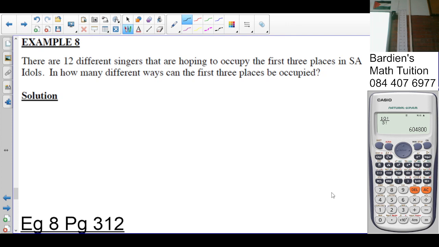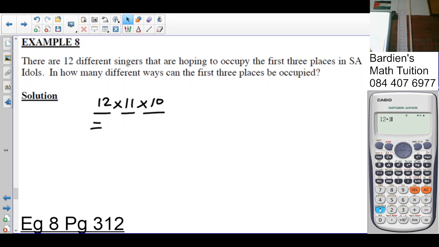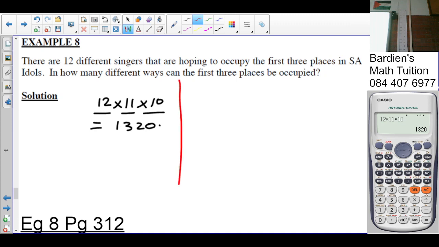Alright, so how many bits are we going to have? 3, because there are 3 placements. How many options do I have for bit 1? I have 12. The person that comes first can't come second or third, so the next option I have is 11, then 10. That's a simple calculation. So that would be 12 times 11 times 10. So it's 1,320.